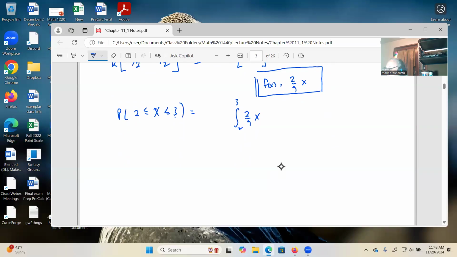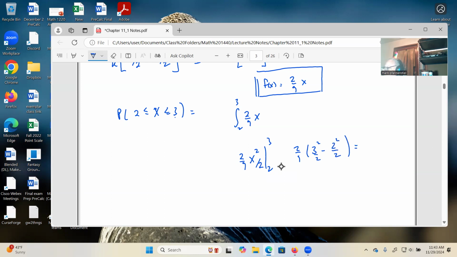So we end up with 2/9 x squared between 2 and 3. We're not going to set it equal to anything. We're just figuring out a probability at this point. So we have 2/9, and then we have 3 squared minus, oh, sorry, we integrated x squared over 2. So we have 3 squared over 2 minus 2 squared over 2.